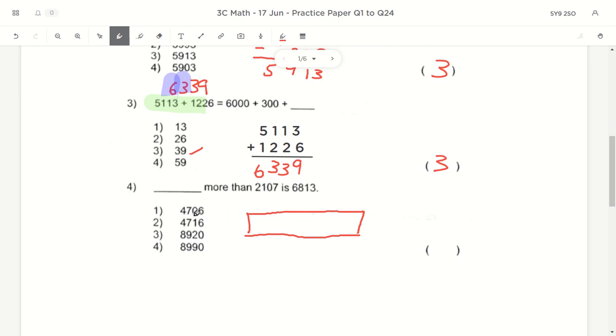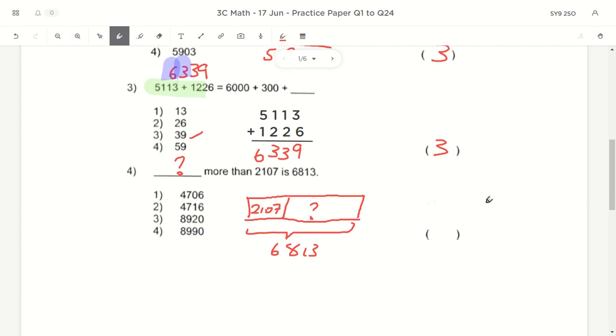Alright. So question 4, I'll use a model to show you. Blank, which I'm finding. Blank more than 2,107 is 6,813. So let's write my 2,107. Okay, so this is 2,107. This is the question mark that I'm finding. Something more than 2,107. So something added to 2,107 will give you 6,813. So once again, this is something that I want to find. This is something that is more than 2,107. More means I add them together. Okay, will give me 6,813.